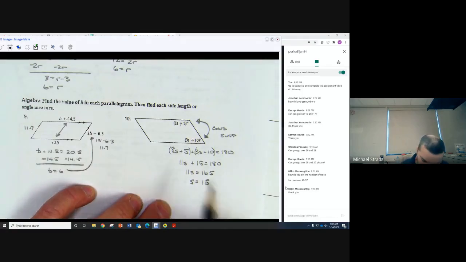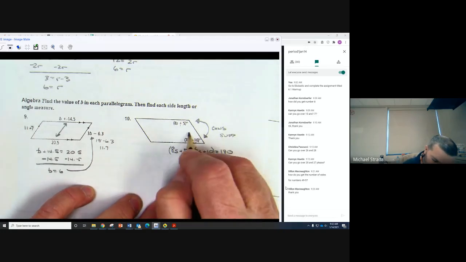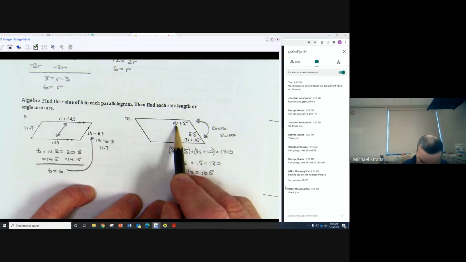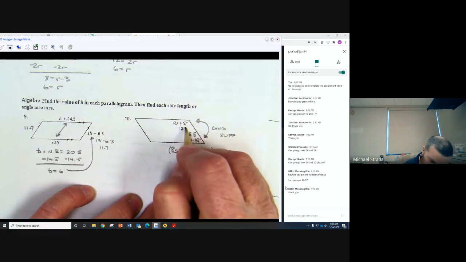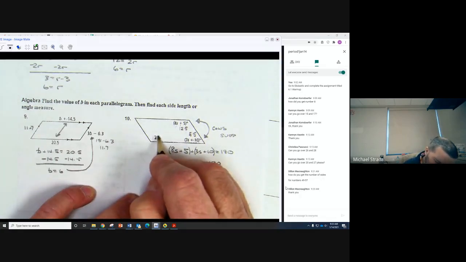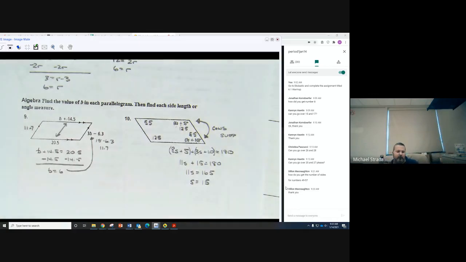When I plug it in, 3 times 15 is 45. 45 plus 10 is 55. 8 times 15 is 120. 120 plus 5 is 125. Which means the opposite angles would be the same measure, or consecutive angles are supplementary. So if you need to fill those in, those are 125.